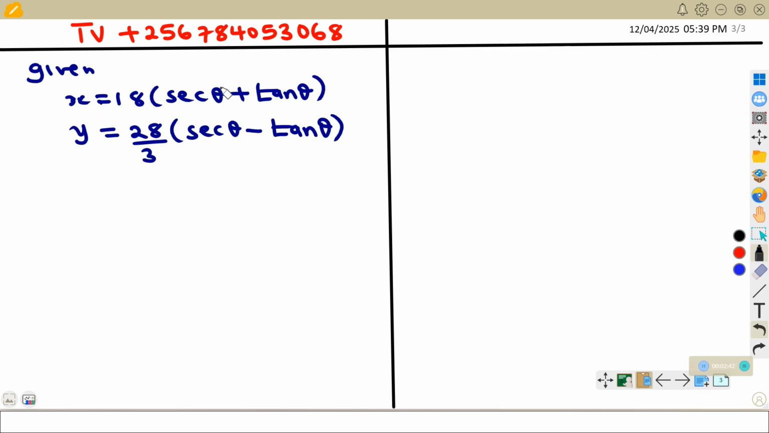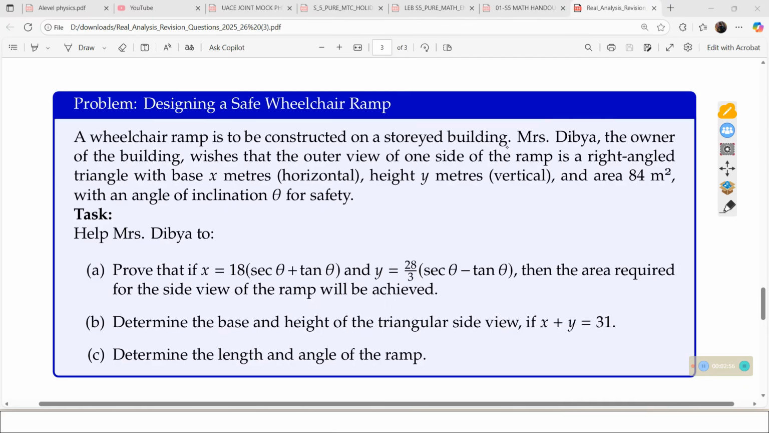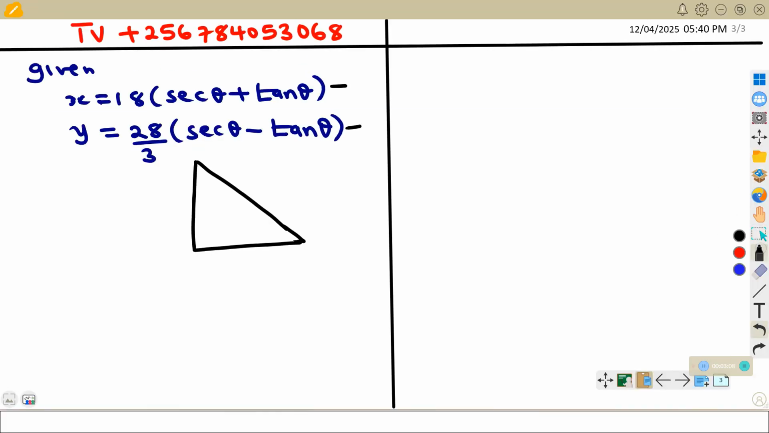So this is the triangle which has this as the base and this as the height. Remember, Mrs. Divya wishes the outer view of one side of the ramp to be a right-angled triangle. So if we have a right-angled triangle having this as y and this as x, that is basically what we have. So we need to look at the area.